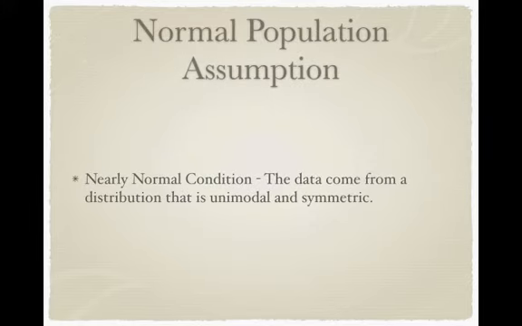The second one is called the normal population assumption. And what we have with this is called the nearly normal condition. The data have to come from a distribution that is unimodal and symmetric. Unimodal means it has to have one mode. We can only have one mode to our data, and it has to be symmetric, which means we basically want it to look like a normal model. Now, if you have a very large sample, some skewness is acceptable, but if the sample size is small, it should follow a normal model pretty closely.